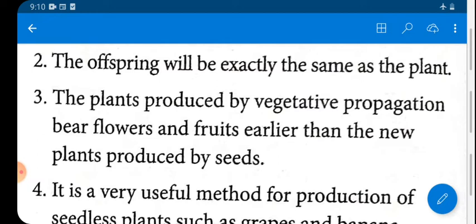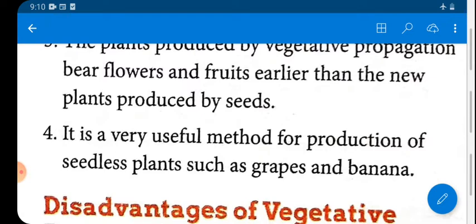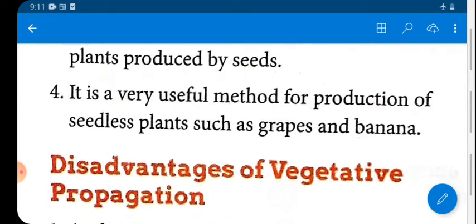The plants produced by vegetative propagation bear flowers and fruits. वो पौधे जो वेजिटेटिव प्रोपगेशन के द्वारा पैदा हुए हैं, they bear flowers and fruits. उनमें फूल और फल जल्दी आते हैं than the new plants produced by seeds. कंपैरिजन उन पौधों के जो सीड के द्वारा ग्रो होते हैं. तो ये वेजिटेटिव प्रोपगेशन का फायदा है कि इसमें फ्लावर फ्रूट जल्दी आते हैं उन पौधों में that is produced after vegetative propagation. It is a very useful method for production of seedless plants. ये उन पौधों के डेवलपमेंट के लिए बहुत अच्छा है जो सीडलेस हैं, like grapes and banana. उनके लिए वेजिटेटिव प्रोपगेशन is very good.